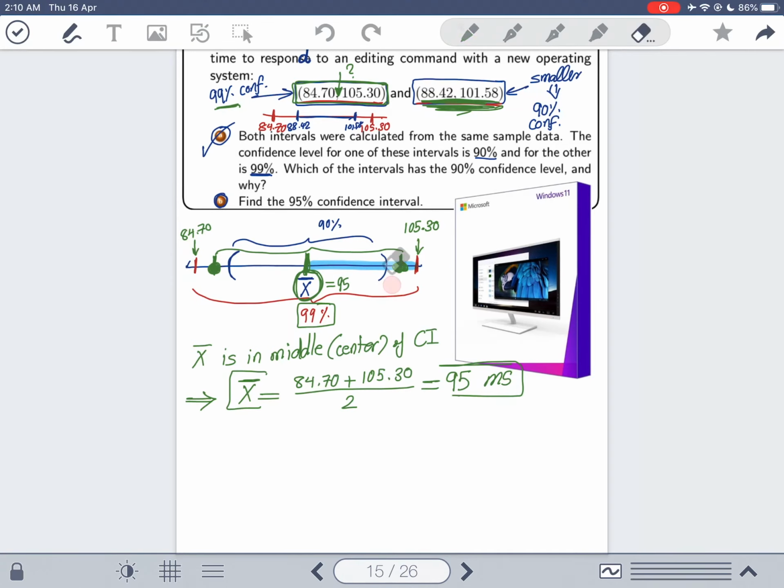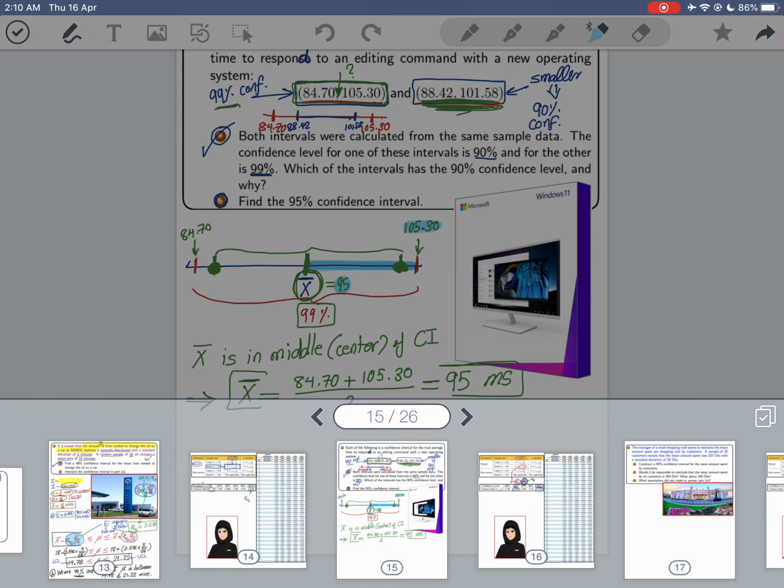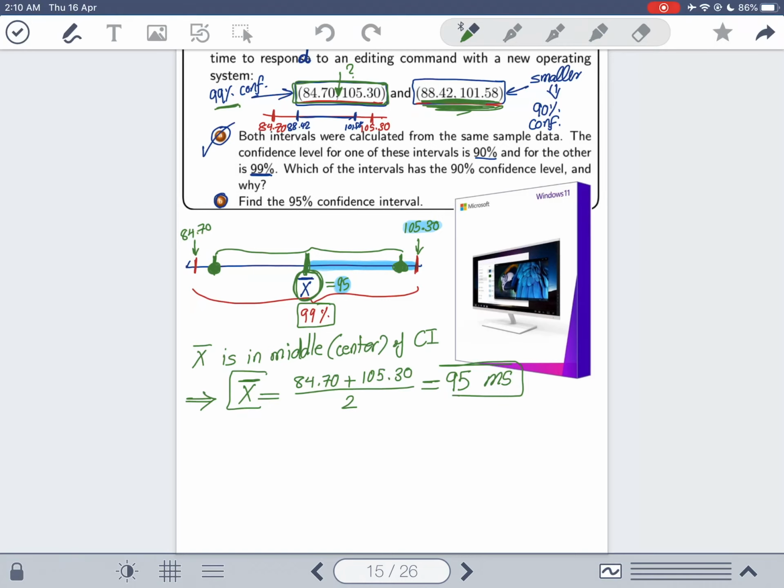Okay. I want to erase the 90% so you're not distracted by it. Take it out. It did its job already. Okay. And now, what is the blue length here? You can do it easily. Just take the upper confidence limit minus the mean. So let's do it, 105.30 minus 95. Actually, I can do it by myself, so no need for a calculator.